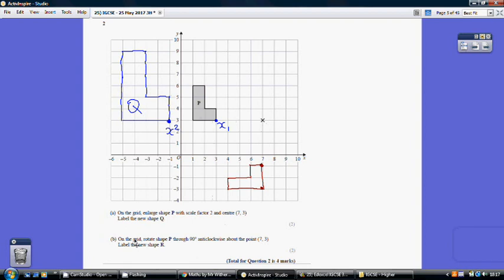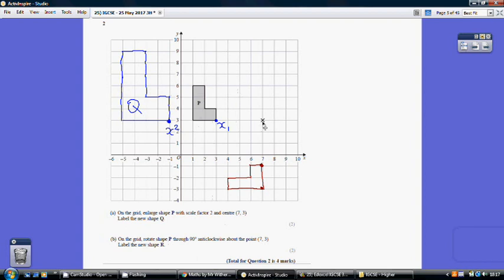Now for part B, we're going to rotate the shape 90 degrees anti-clockwise about the point 7, 3. So get your tracing paper out, pop it over shape P and the X. Draw, and yes, then the big tip, draw an arrowhead pointing upwards on the tracing paper. That really helps. Draw around the shape.